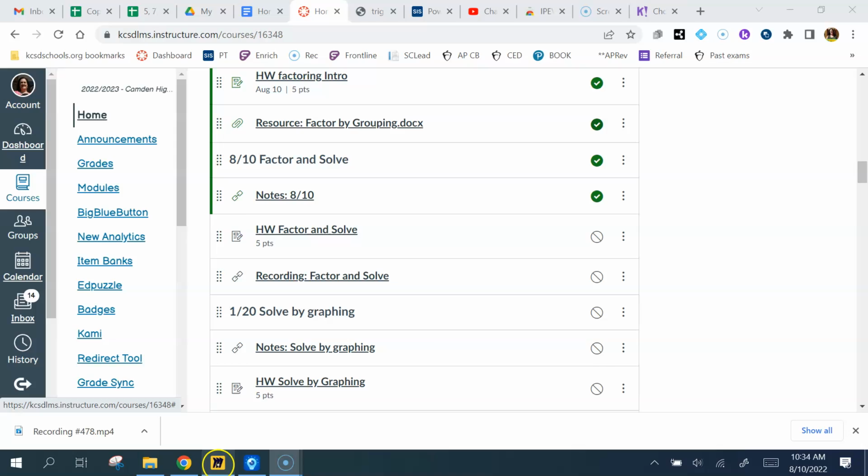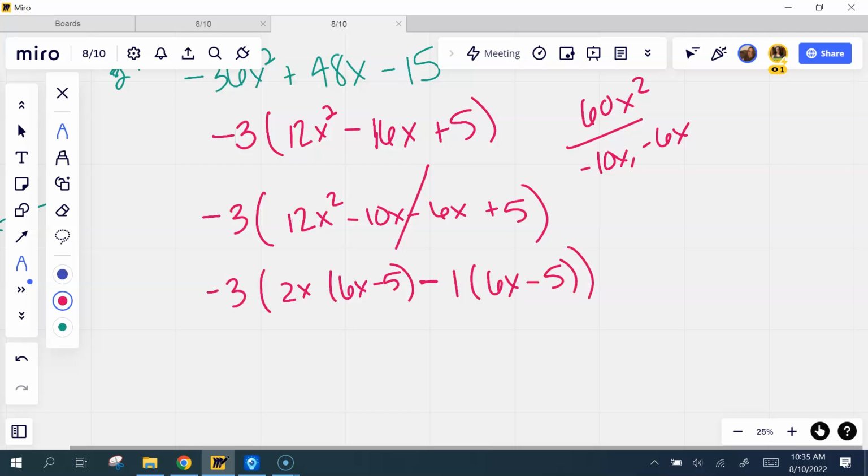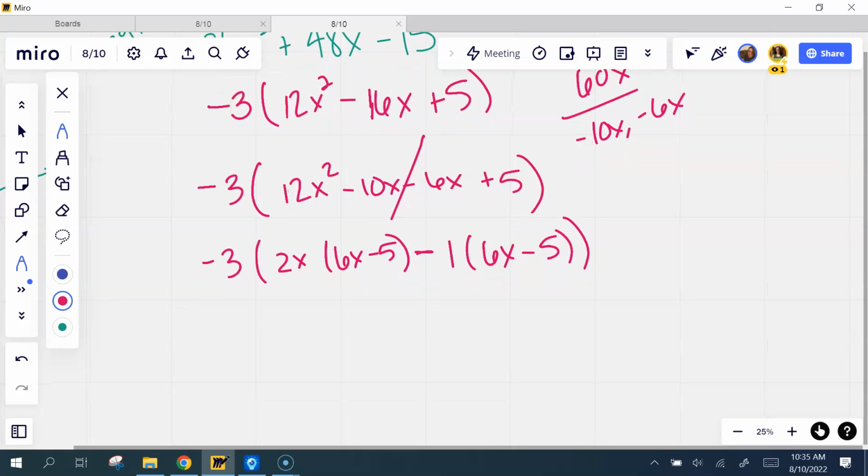Oh, no. Okay, hold on. Back to my factor here. Go ahead and slash. What can I take out of the first two? 2x. What's left? There you go. How about the second two? I have to keep that minus sign. 1, because it doesn't have one, right? So because this is a minus in the middle, I changed the last sign. Now I have a common factor, which is 6x minus 5. What's left if I take that out? 2x minus 1.